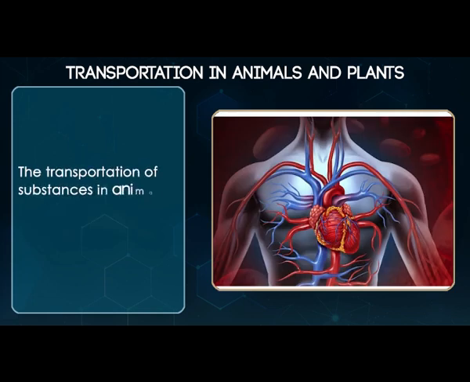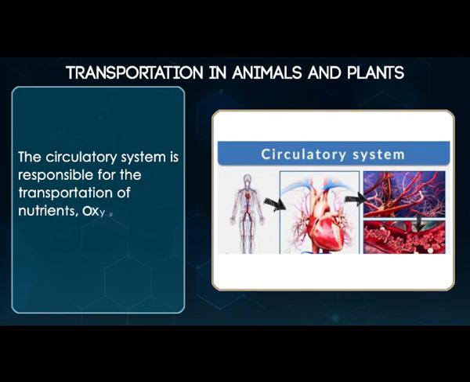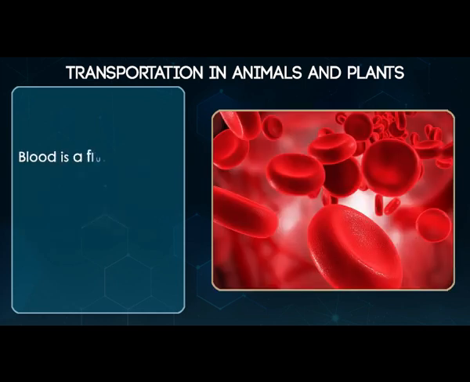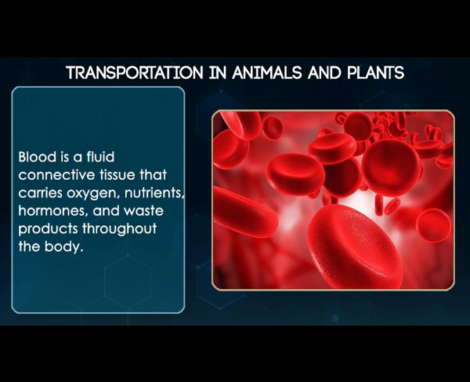The transportation of substances in animals and plants is essential for their survival. The circulatory system is responsible for the transportation of nutrients, oxygen, and other substances in animals. Blood is a fluid connective tissue that carries oxygen, nutrients, hormones, and waste products throughout the body.